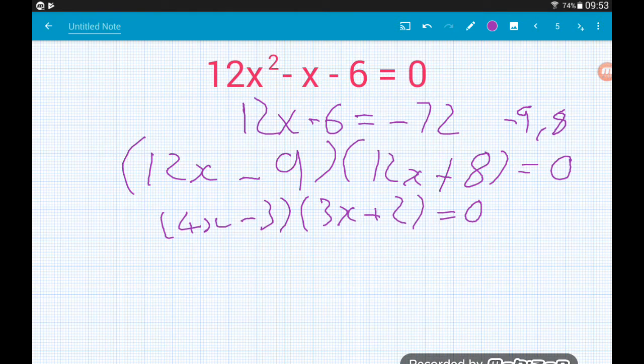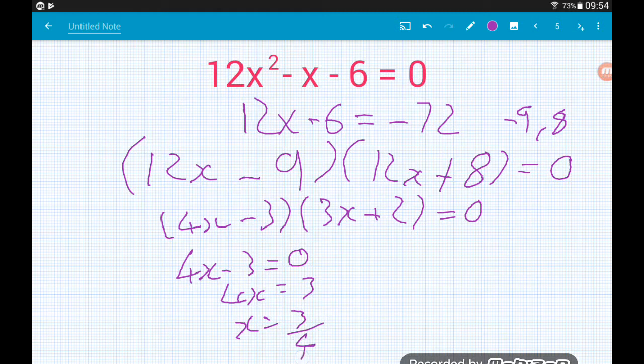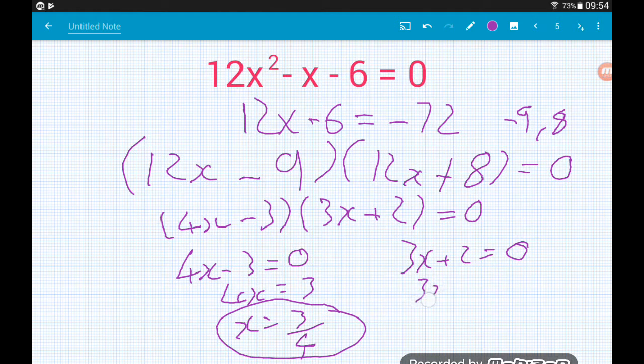Okay guys, the factorising is done. We can now get our solutions out of this. So, we've got two possibilities. If 4x minus 3 equals 0, then 4x is equal to 3 and x is equal to 3/4. Or the second possibility, 3x plus 2 is equal to 0. Take away the 2, 3x equals minus 2. And then finally, x is equal to minus 2/3.